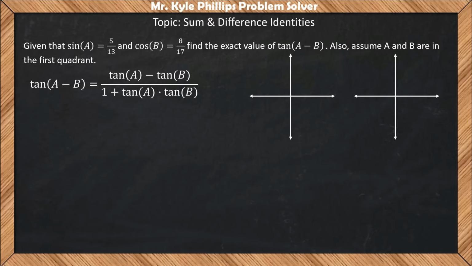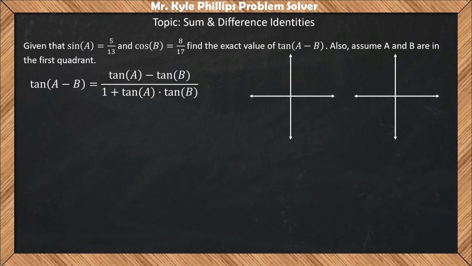Hey everybody! So in this video, we're going to be working with sum and difference identities with tangent. It says here that given that sine of angle A is 5/13 and cosine of B is 8/17, find the exact value of tangent of A minus B.